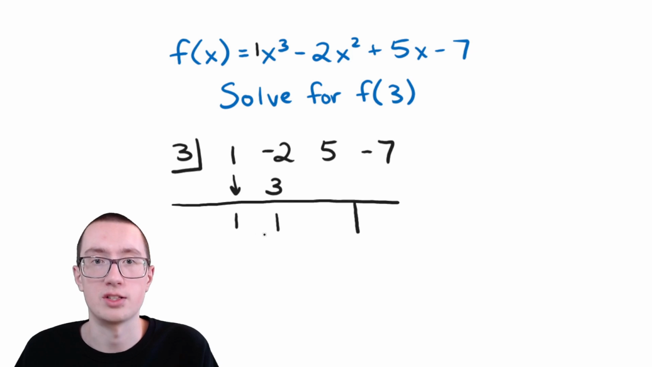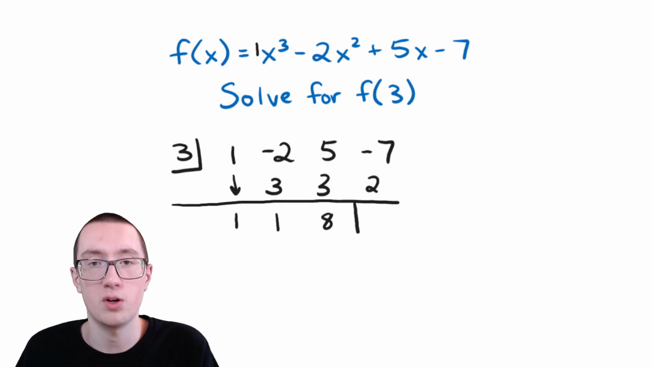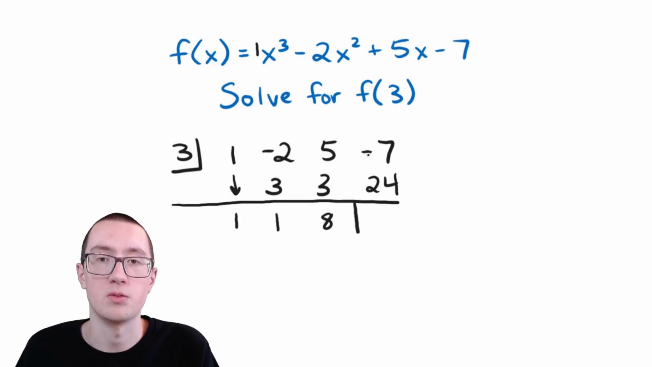And then we repeat the process. So we have 1 here, we multiply it by what's in the box. So 1 times 3 is 3. And then we add them together. 5 plus 3 is 8. Then we multiply by what's in the box. 8 times 3 is 24. And then we add them together. Negative 7 plus 24, that's the same thing as 24 minus 7, which is 17.